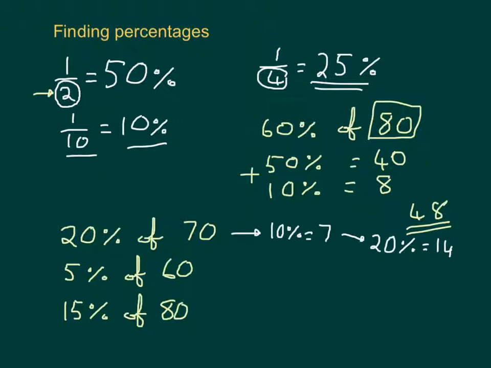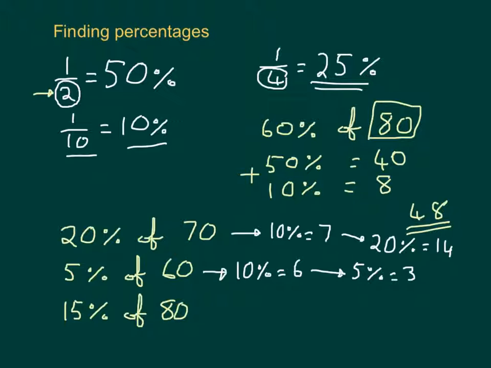For the first one, I'd know that 10% of 70 must be 7 by dividing by 10, so 20% must be double that, 2 10%, 14. Equally, I know that 10% of 60 must be 6, and so to find 5%, I must half it, because of course 5% is half of 10%.